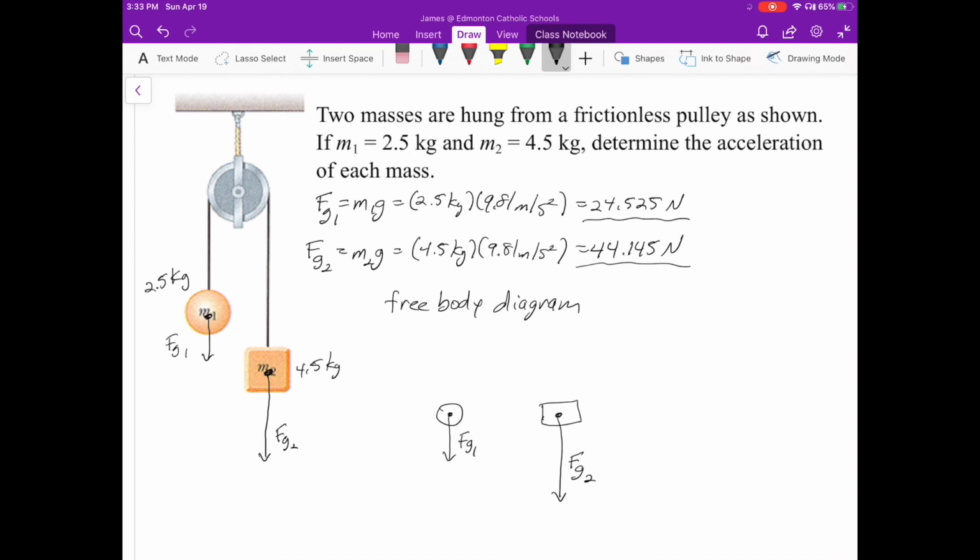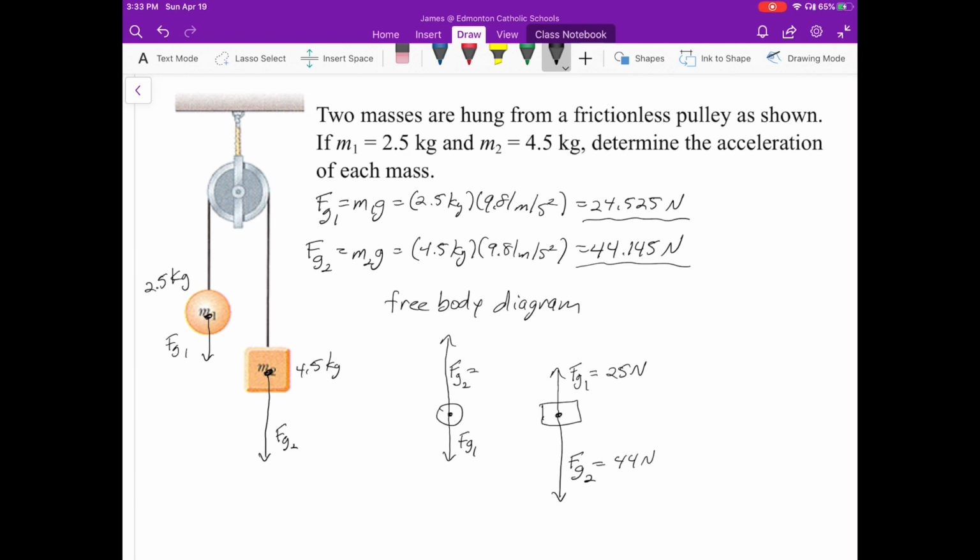Because they're attached by a string, Fg1 is going to be pulled up this way. Again, we draw that vector arrow longer for Fg2, and Fg2 is going to be resisted by that force of Fg1. But notice that the net force on both is going to be the same, because if you round it off, just for round terms here, Fg1 is around 25 newtons. Fg2 is about 44 newtons. So the difference is 19 newtons, 44 minus 25.